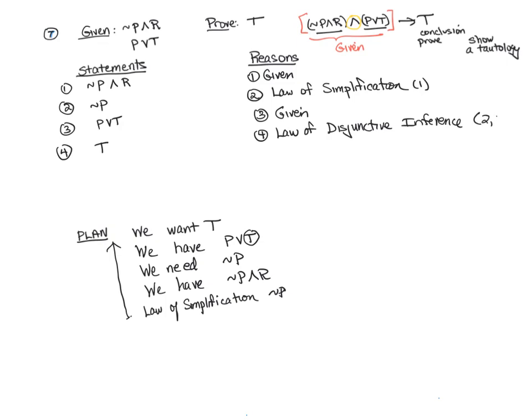And again, in order to justify the law of disjunctive inference and the law of detachment, we need 2 statements. So we have to look at statements 2 and 3, where we have a disjunction that's true and one of its disjuncts is the opposite. Okay, and remember, whatever goes in the statement column is always true. All right, that wasn't such a bad proof.